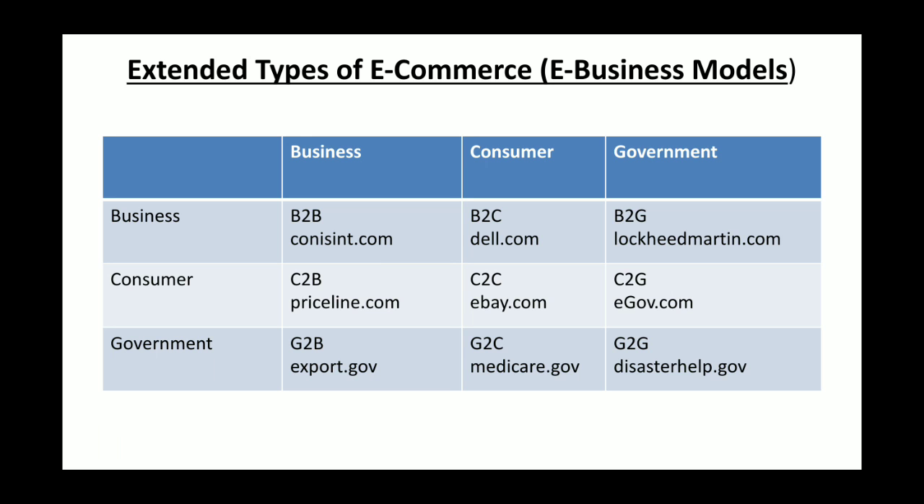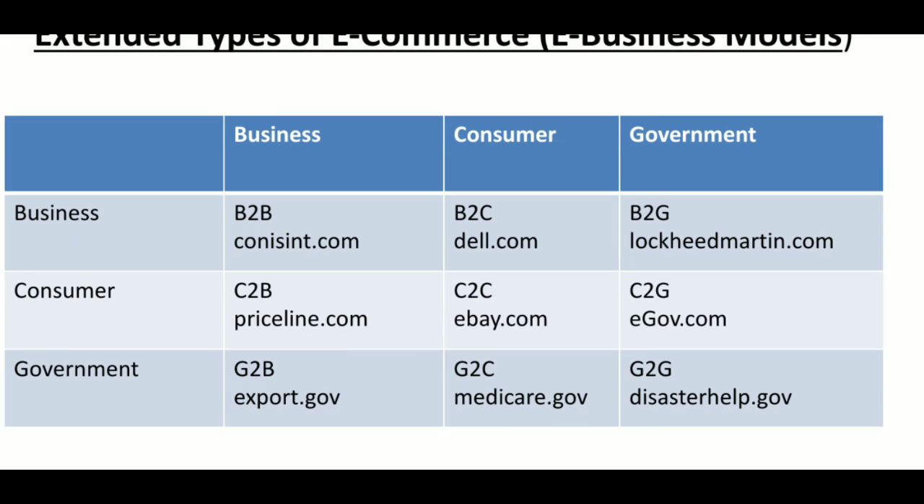Okay, again it will be extended, the different extended types of e-commerce. I am putting this just for your knowledge. Basically, if you explain the four types, it is enough. Again, if you want more knowledge about this, there are some extended types of e-commerce, e-business models. That is B2B, business to business, business to consumer, business to government.